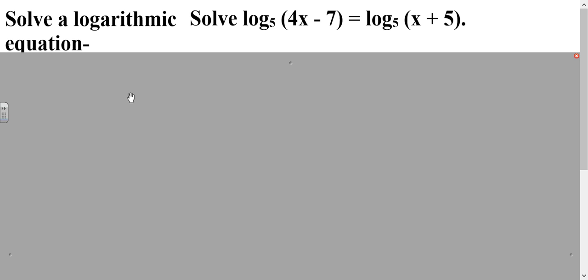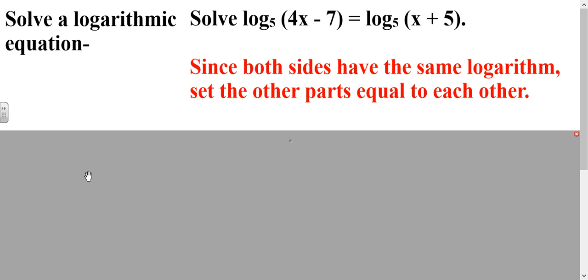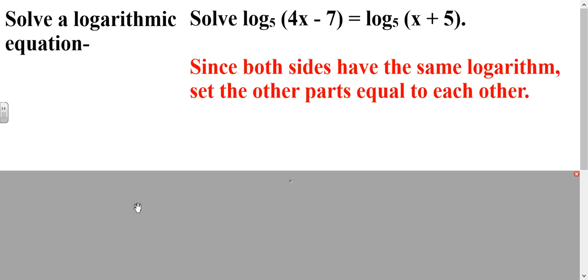Well, if I'm taking the log base 5 of a number and it equals log base 5 of a number, then these two numbers have to be equal in order for this statement to be true. So basically, we can just set these two parts equal to each other and get rid of the log base 5s. So we just have 4x minus 7 equals x plus 5.